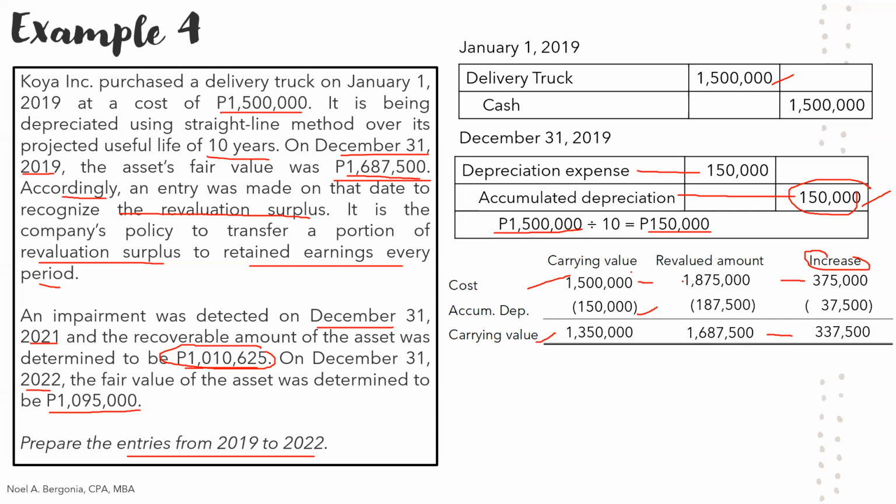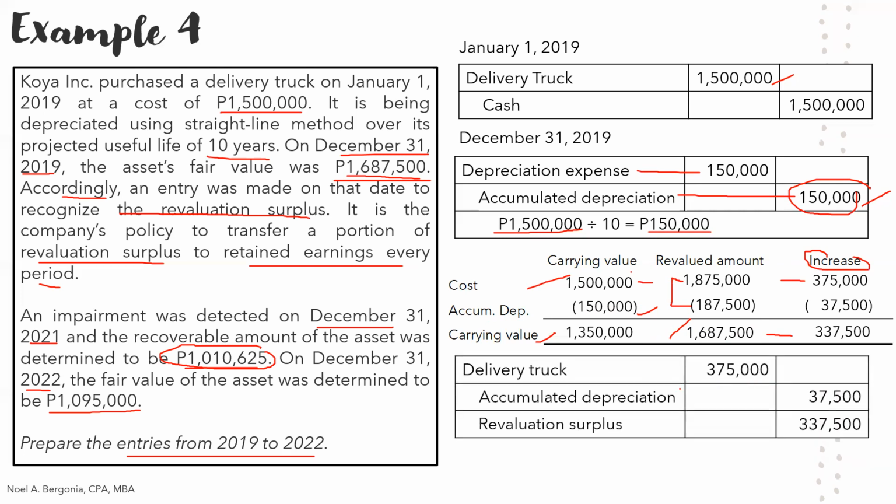Okay, so pag trinay mong i-minus yung revised costs at saka accumulated depreciation, that will now be equal to the fair value of 1,687,500. Okay, so using the proportionate increase, no, we record now our revaluation.